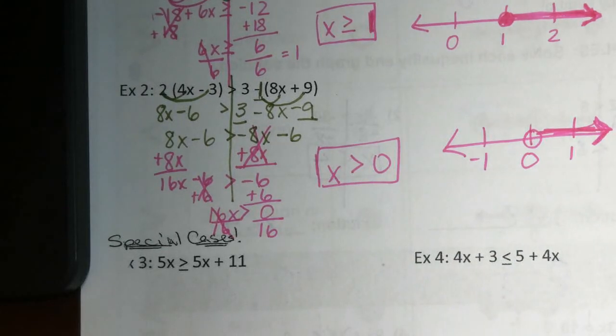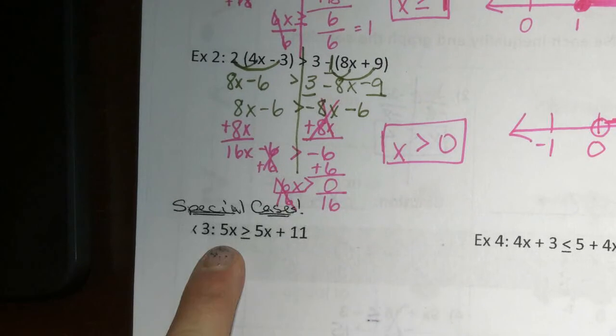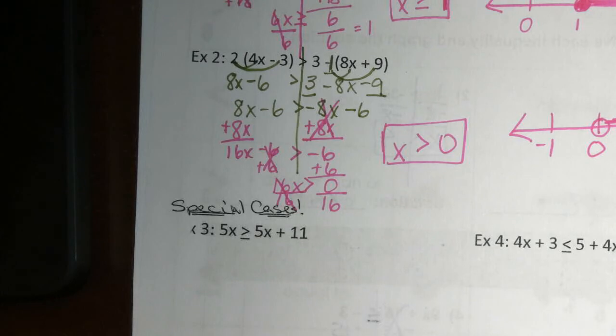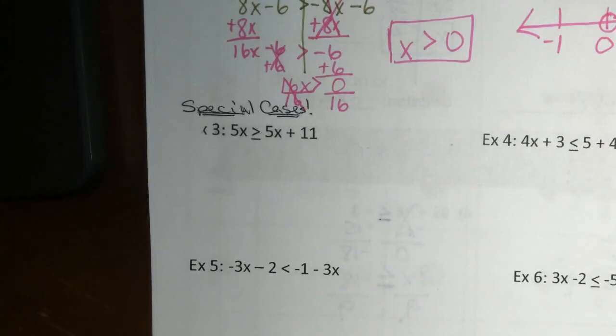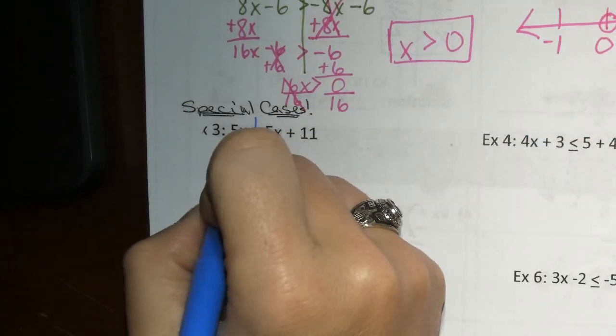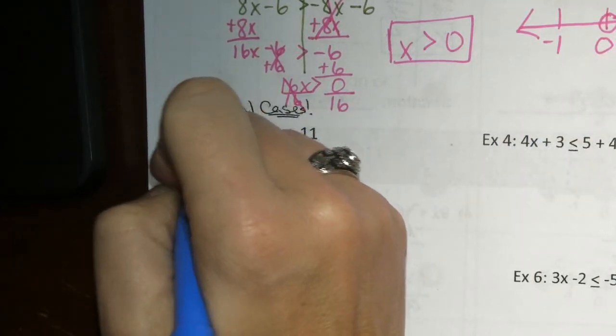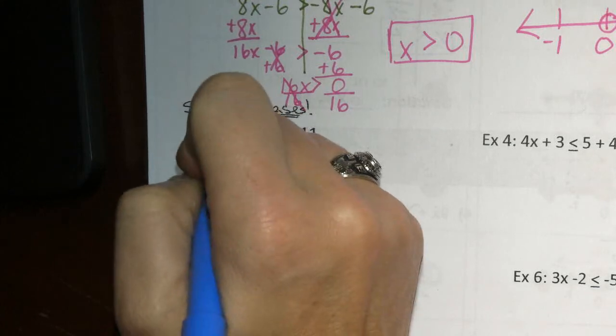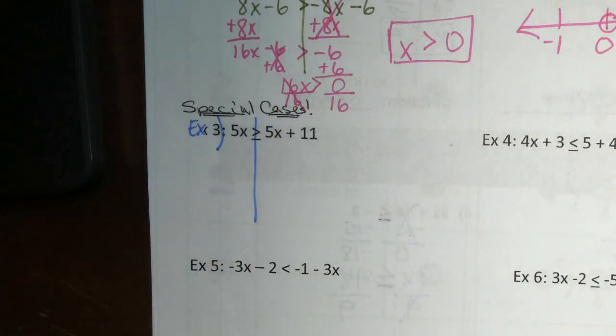Okay, let's look at example 3. Right here we have one that's called a special case. So let's start working it out and you're going to see why. So this is EX3, by the way. This is not part of the question, it's just telling you what number it is.